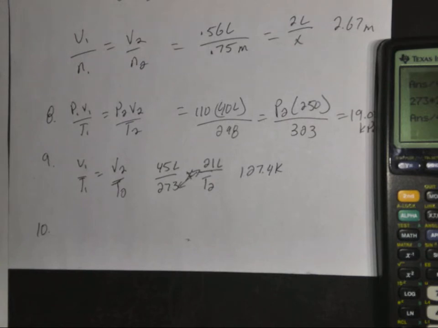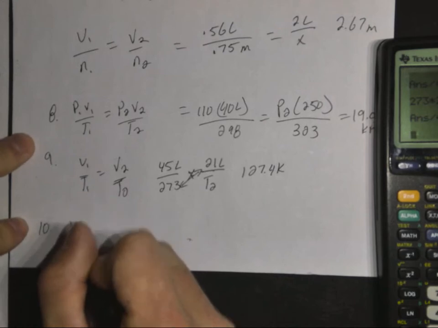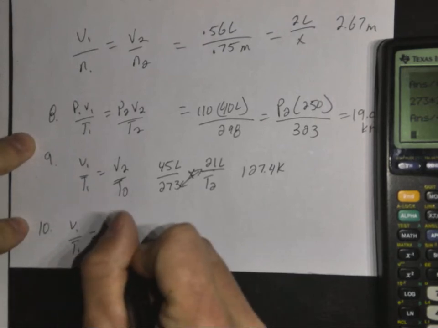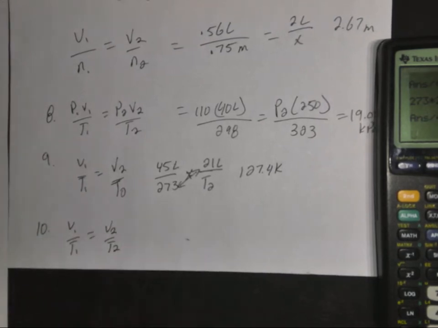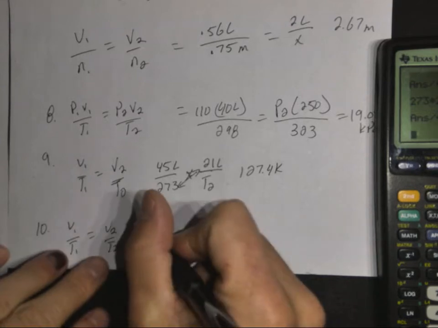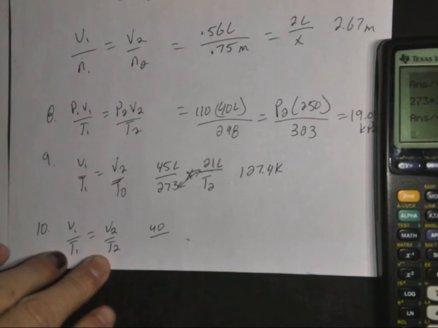Number 10. A gas occupies 40 liters at negative 5.5 degrees Celsius. If the volume increases to 85 liters, how many degrees has the temperature increased? So we are given volume and temperature: volume 1, temperature 1, volume 2, temperature 2. Then we have to do one more step at the end, and I'll show you on this one. So 40 liters is our first volume. We do 273 minus 5.5 because we have a negative temperature.